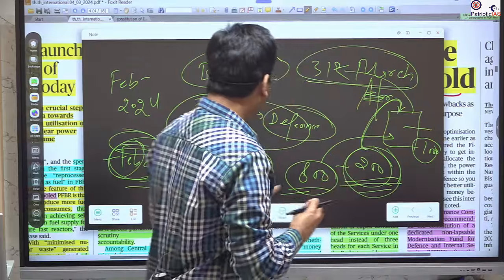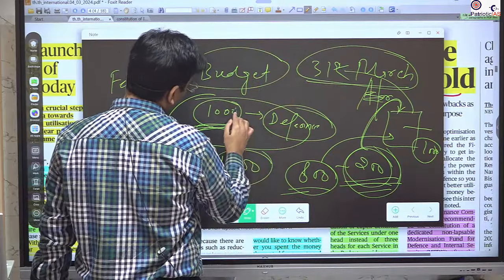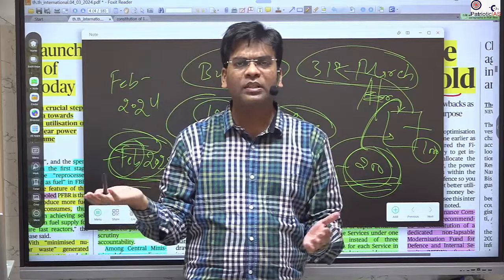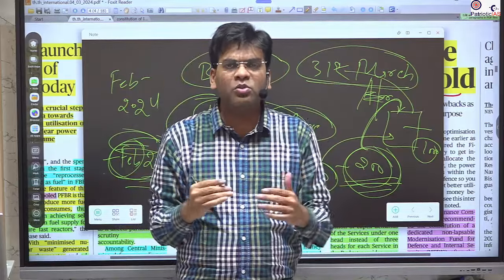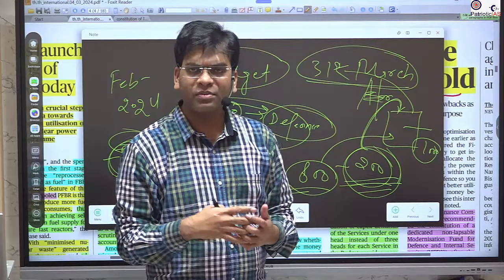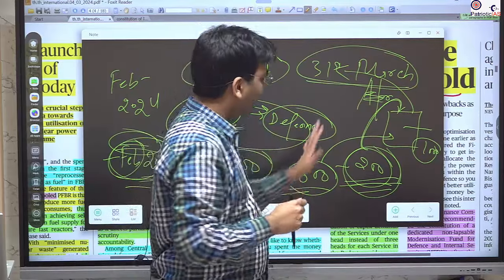If you give this 1,000 rupees and say that you can use it at any time, there is no accountability. It would reduce the power and authority of the Parliament to question the executive, and that's why this non-lapsable provision is not given.